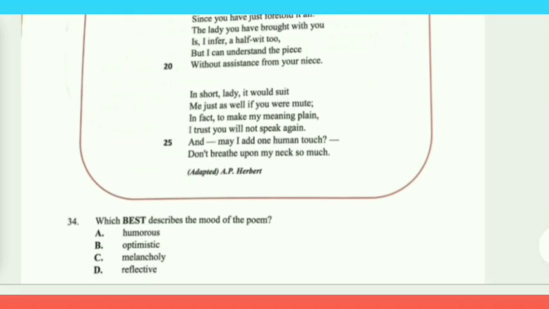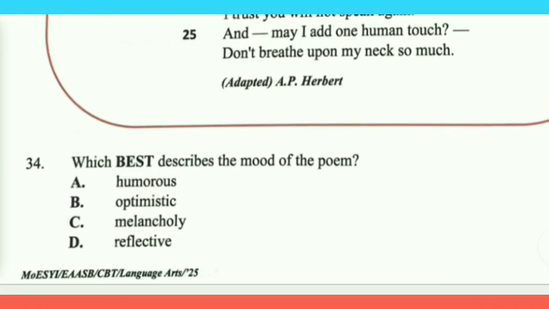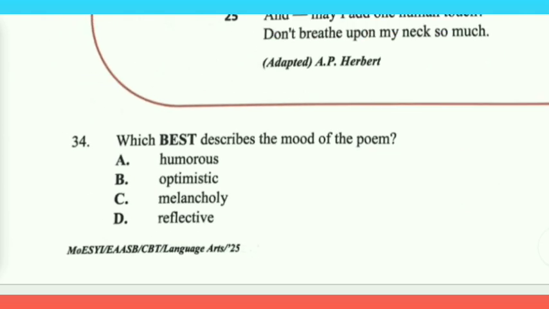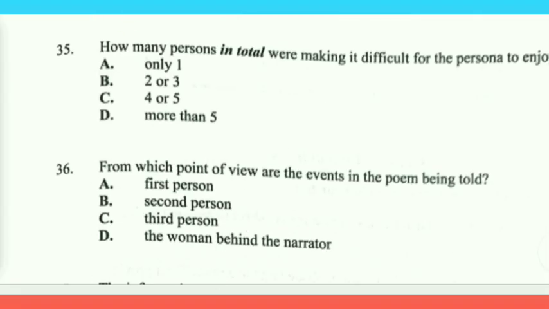All right, I like that little poem full of rhymes, which would help you to remember it. Which best describes the mood of the poem? A says it's humorous, B says optimistic, C says melancholy, D says reflective. Not optimistic. No, it's not melancholy, it's not sad. Not reflective, so it's going to be A, which is humorous, because I found it humorous myself.